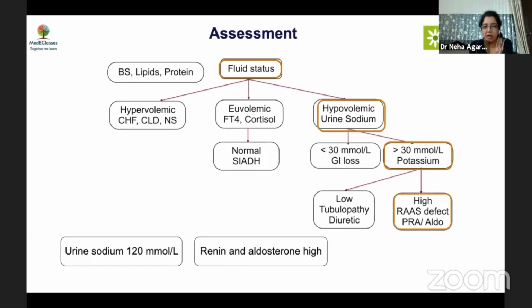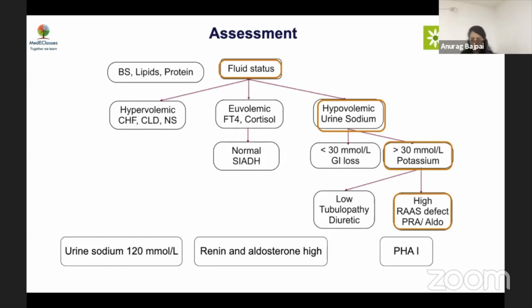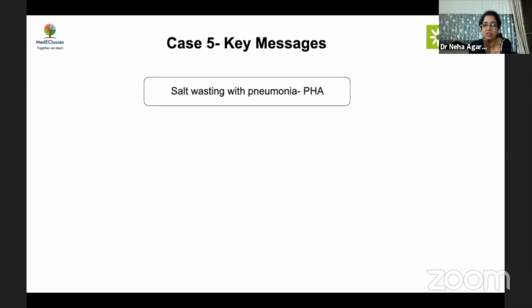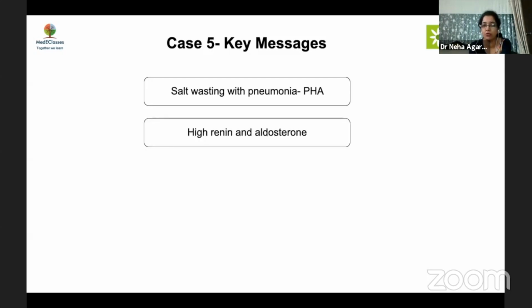Since both renin and aldosterone were high, even in the presence of such a high aldosterone level, serum sodium was low and potassium was high, the possibility of pseudohypoaldosteronism was kept, and with elevated sweat chloride, the systemic form, that is type 1, is the most likely diagnosis in this case. The key message from this child is that in any child presenting with salt wasting and pneumonia, a possibility of PHA should be kept apart from cystic fibrosis, and renin and aldosterone levels help in making a diagnosis of pseudohypoaldosteronism, as in this case in which both were very high.